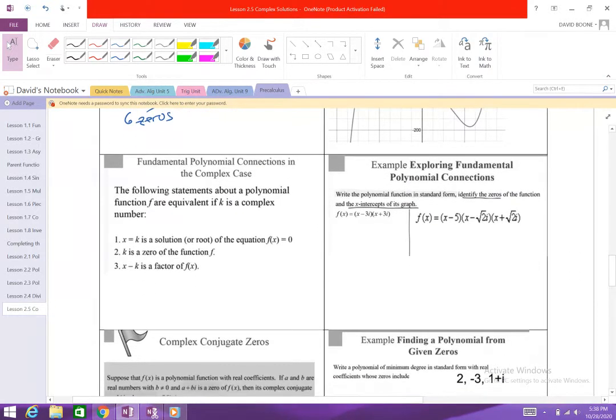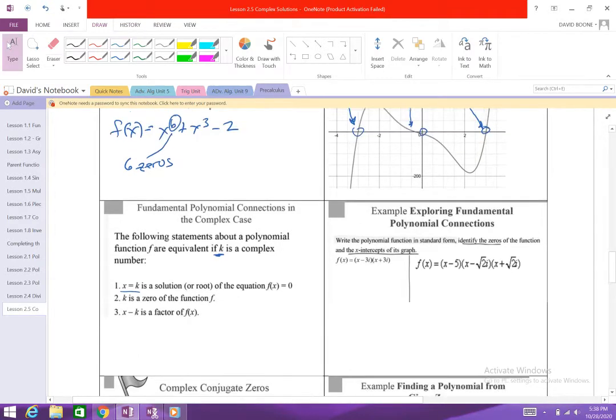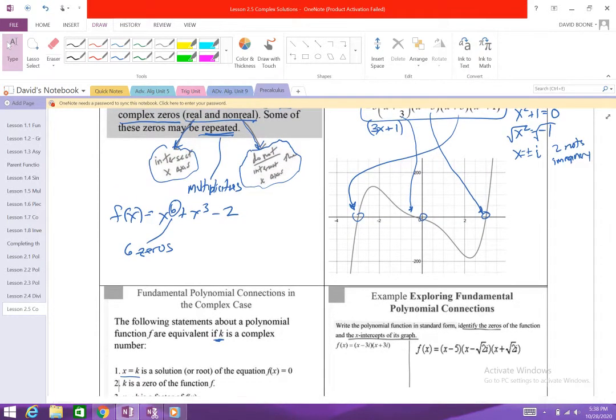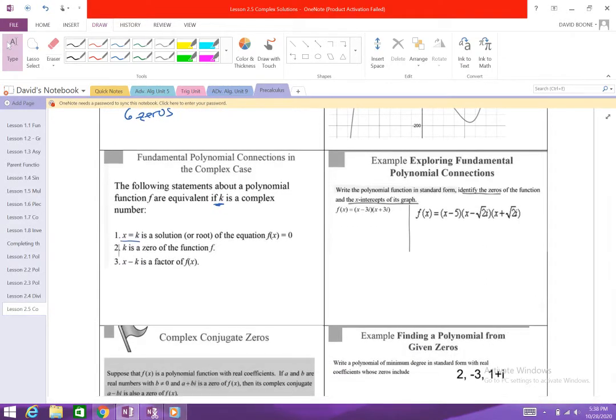So, summarizing this information, here are some statements about a polynomial function. If k is a complex number, in other words, if we have some type of x equals k, like we had up here, x equals plus or minus i.